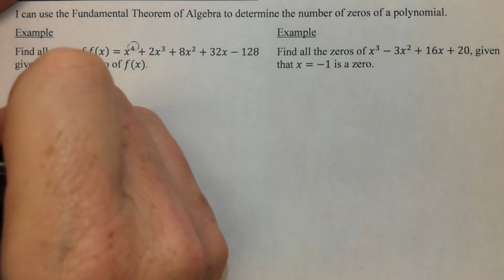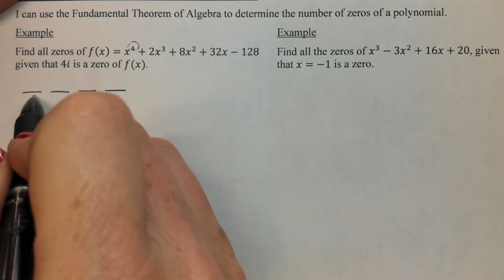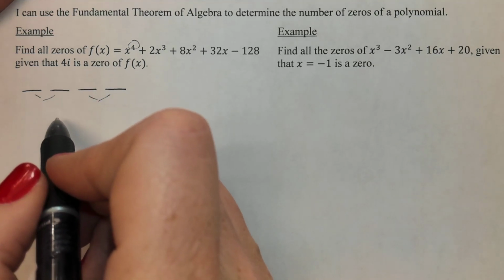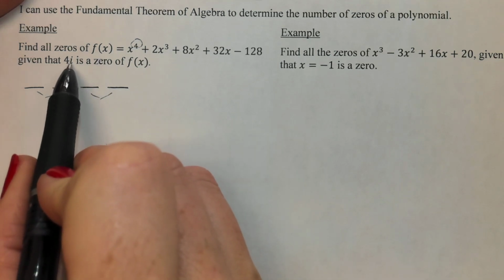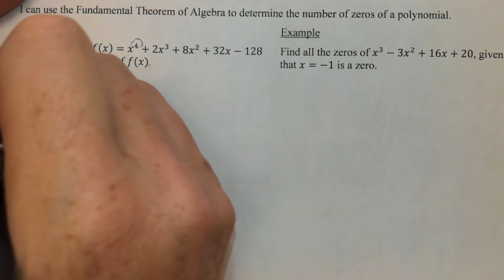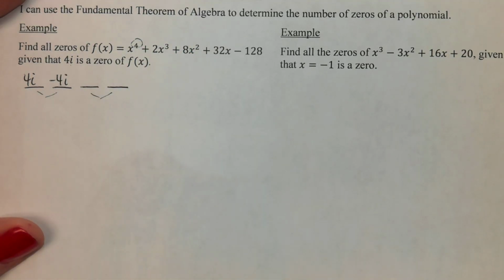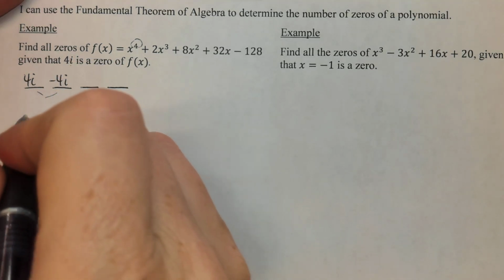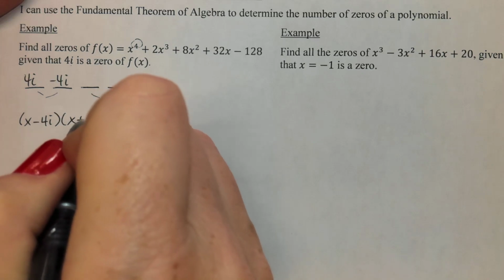At most, out of these 4 zeros, I could have 2 of them be real and another 2 be imaginary. Or I could have 4 imaginary, or 2 real and 2 imaginary. But I remember these guys all come in pairs. So if I have 4i, I also have negative 4i as a start. It's kind of like a buy one, get one. So I'm going to use that zero and create a factor: x minus 4i and x plus 4i.